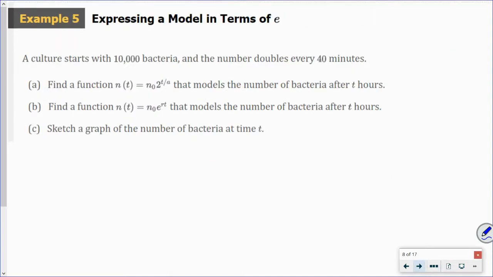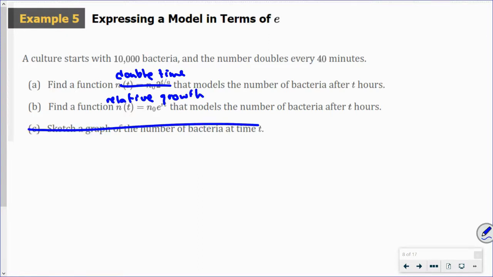A culture starts with 1,000 bacteria, and the number doubles every 40 minutes. Find a function that models the... okay, so here we're finding doubling time, and here we're finding the relative growth. I don't need a graph of these two; we'll just look at how they differ.